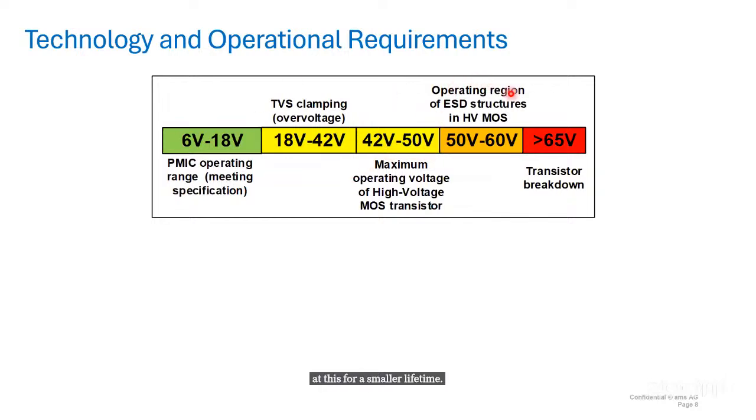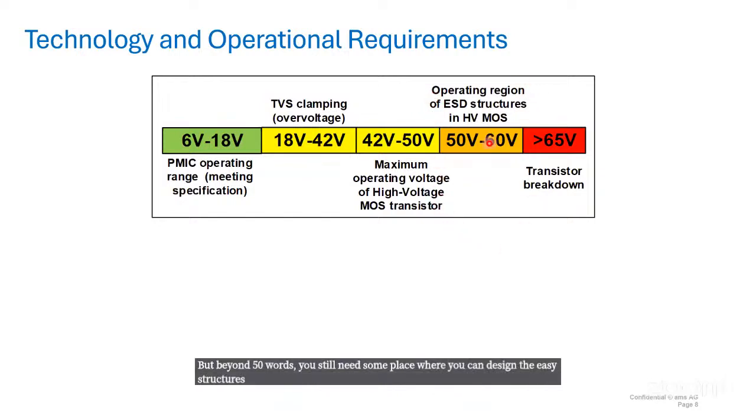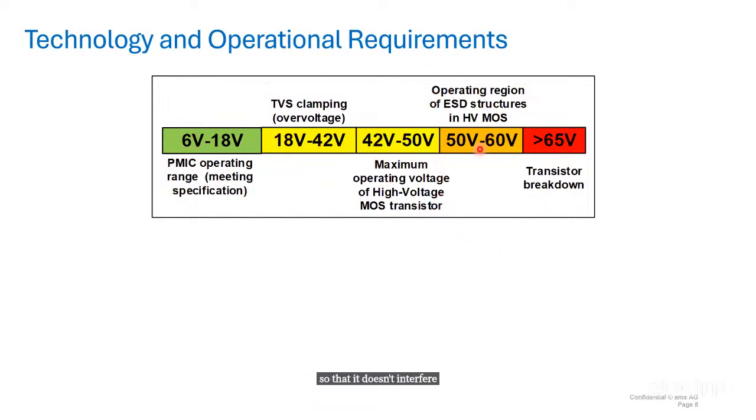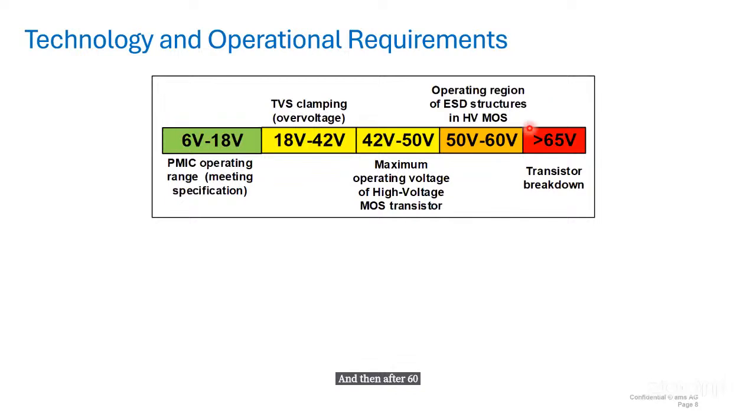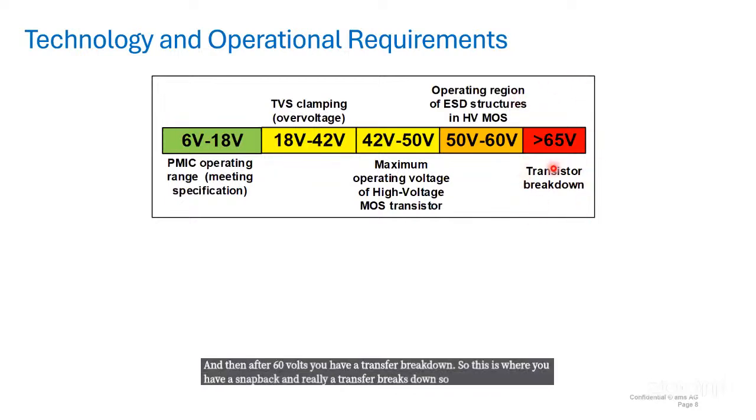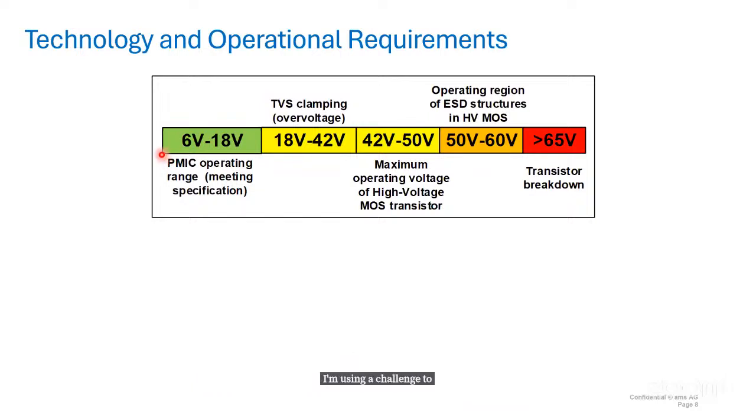But beyond 50 volts, you still need some place where you can design the ESD structures so that it doesn't interfere with your functional case, but then it triggers whenever you have an ESD strike. And after 60 volts, you have a transistor breakdown. This is where you have a snapback and the transistor breaks down. So now you see the challenge to design a circuit that is operational between just 6 volts to 18 volts.